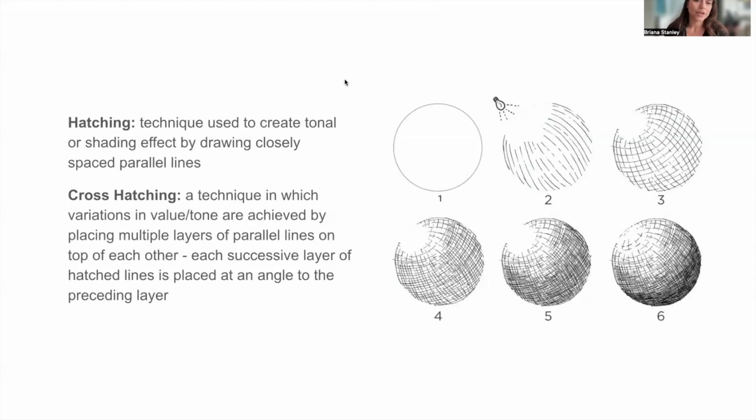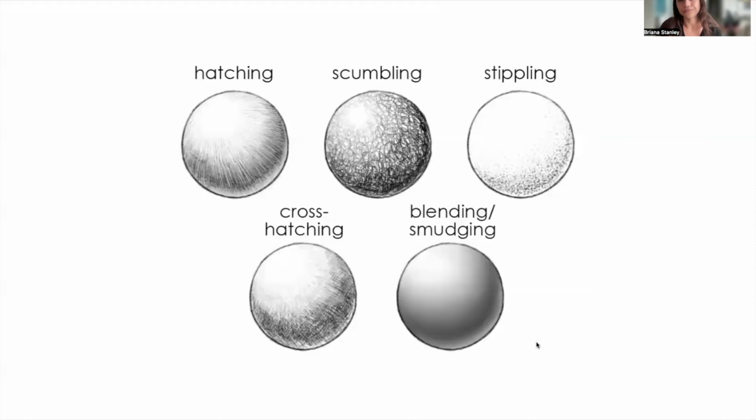So over here on the left are more formal definitions of hatching, cross-hatching. And these are also going to be stippling, hatching, cross-hatching, but I also want to talk about a couple others that we might not be focusing on in this class, but it's good to be aware of them. This one in the top middle is called scumbling.